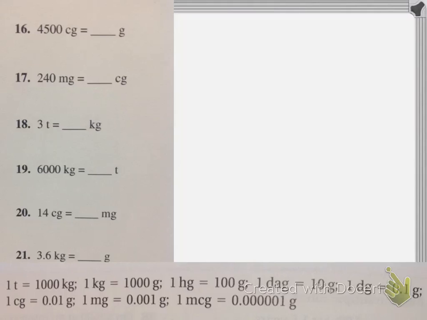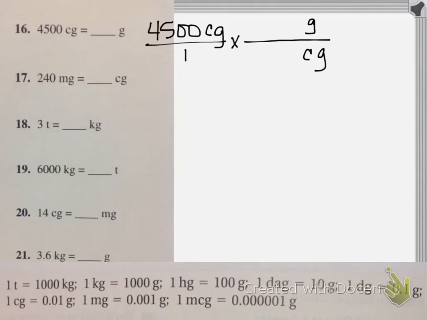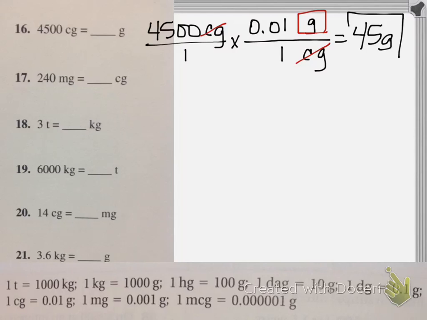So if we have 4,500 centigrams, start with that. Let's look for a conversion of centigrams to grams. So we know that we want our centigrams to cancel and we want to have grams. And I believe we do have a direct conversion for that. If you look down at the bottom, we have 1 cg is equivalent to 0.01 grams. That's centigrams to grams. So let's use that conversion. So we have 1 centigram is equivalent to 0.01 grams. Now when I multiply across, and don't forget your units of centigrams cancel, leaving you with just grams, I'm going to have 4,500 times 0.01, which ends up being 45 grams. And that's our final answer.